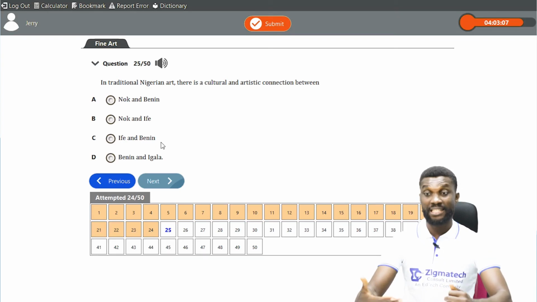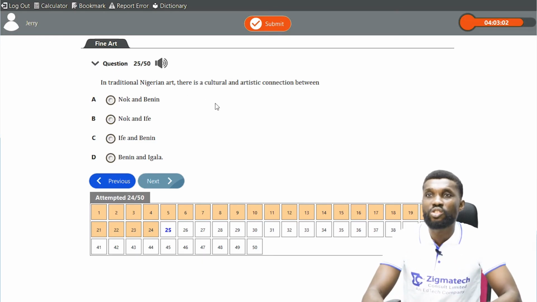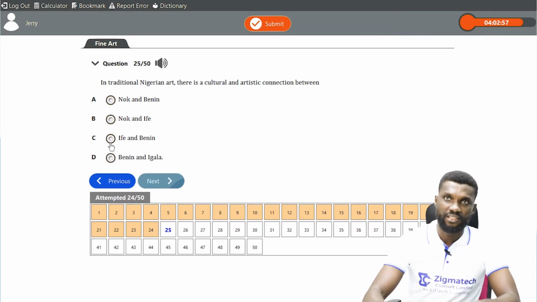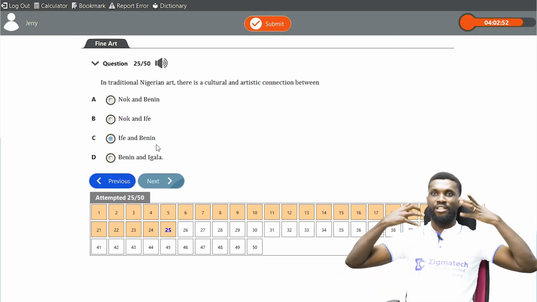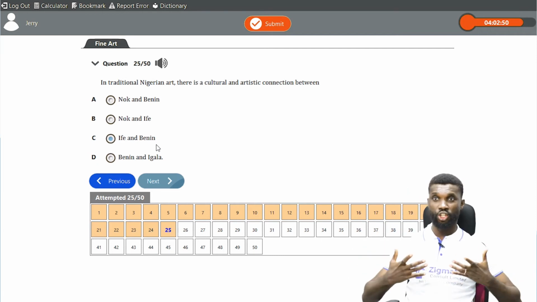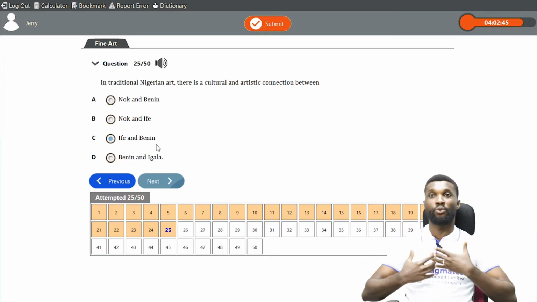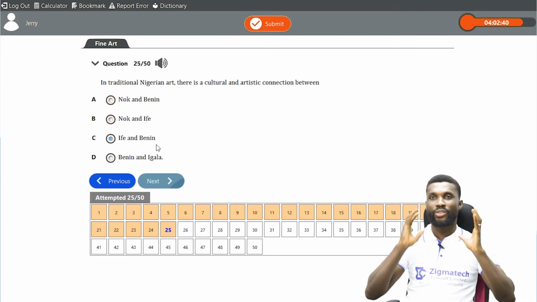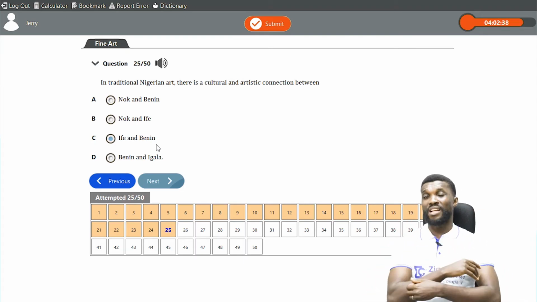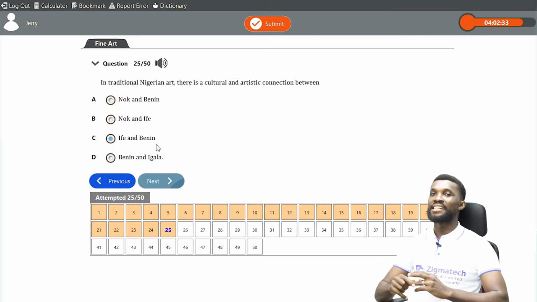Now, based on the question they are asking here, they say, in traditional Nigerian art, there is a cultural and artistic connection between, the answer is what? C, which is the Ife people and the Benin people. Now, if you check the Ife people, their works are real. Elaborate hairdos, they wear bracelets, anklets. The same thing with the Benin people. A lot of beads, a lot of artistic work. They wear those things. So that is it. So whenever you see such questions, just know that it is Ife and Benin.